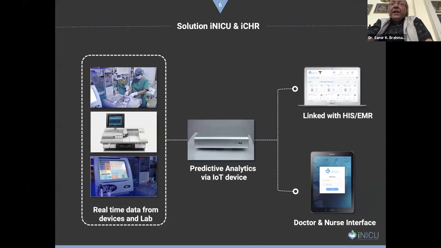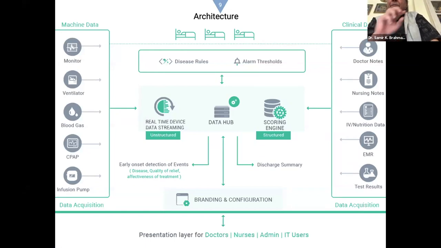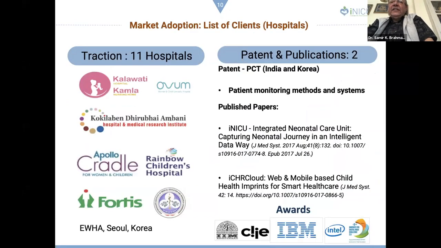So we created a predictive analytics box. Press it again. This is for automated vital captures, a single interface for doctors and nurses, and deep learning. Next slide. This is the architecture. The beds are each connected to the box. This box is in the cloud of the hospital, and the hospital doctor can screen share, and that's the best way you can monitor. Everything has been digitized in PGI Chandigarh. It has been digitized in Apollo's. Next slide. And you can see Apollo Cradles. Today we have 2 publications and 2 patents, and I'm very proud to say that this startup is doing so well. It has offices now in Korea, Singapore, Delhi, and the USA.